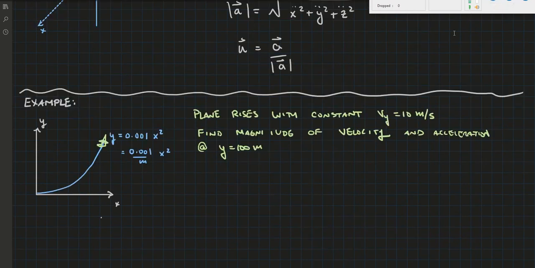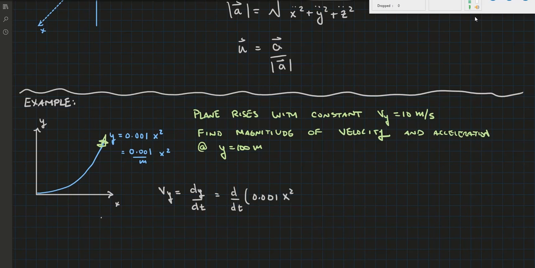So let's do this. Plane is rising with constant velocity 10 meters per second. Let's find the magnitude of the velocity and acceleration at y equals 100 meters. All right, so the velocity in the y direction is dy/dt. Now notice this is a curve of y versus x, not y versus t. But let's take this derivative of this function and see what we get.